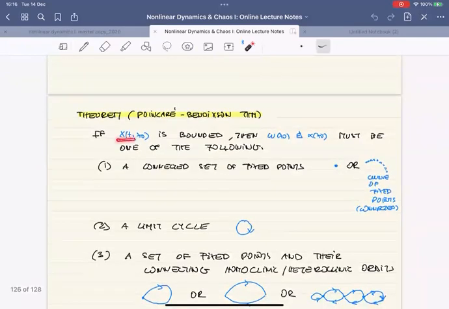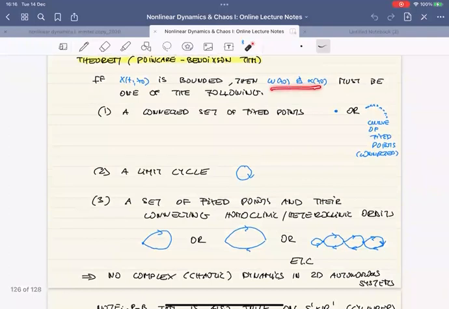So when I assume now that the trajectory is bounded, which means in both time directions, then I immediately have those properties, that the omega limit sets are not empty, closed, connected, and invariant. But what are they? And this theorem is an answer to that. Both of these limit sets must be one of the following: either a connected set of fixed points, which can be just a single fixed point that you keep visiting closer and closer, or a connected set of fixed points, okay?